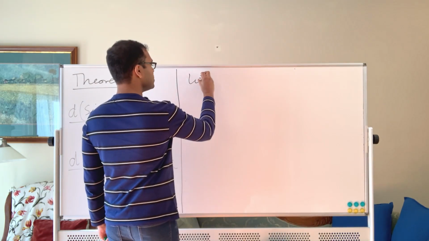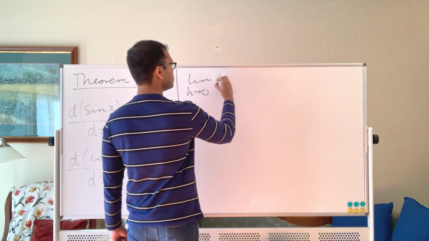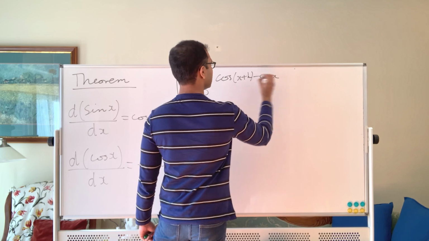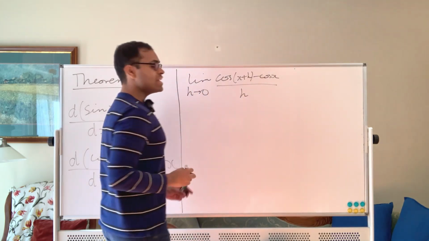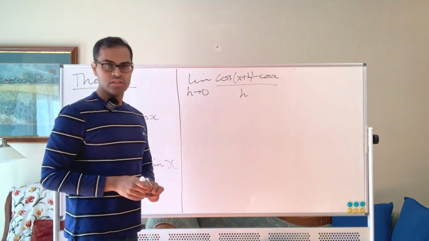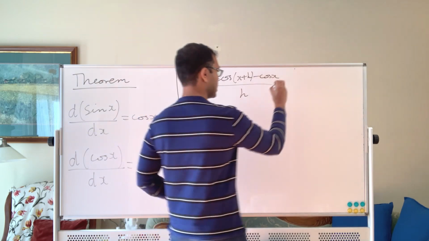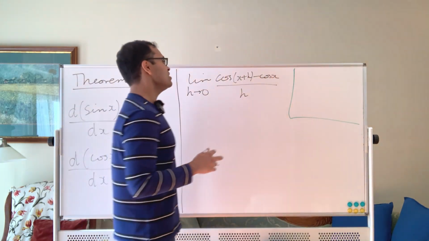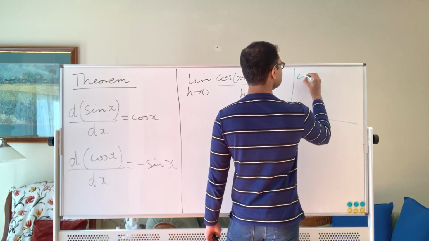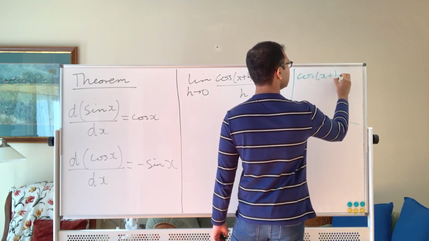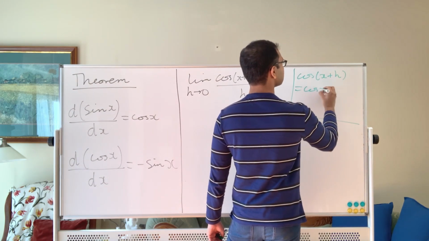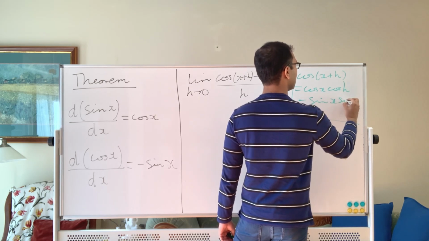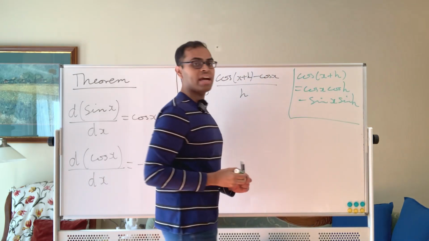So the limit definition of a derivative says it's the limit as h goes to 0 of cosine of x plus h minus cosine of x, divided by h. Now again, we're going to use a trig identity. Cosine of x plus h is the identity, which looks a bit different from sine, but it's basically saying that cosine of x plus h is equal to cosine x cosine h minus sine x sine h. Okay, so that's going to be the trig identity.